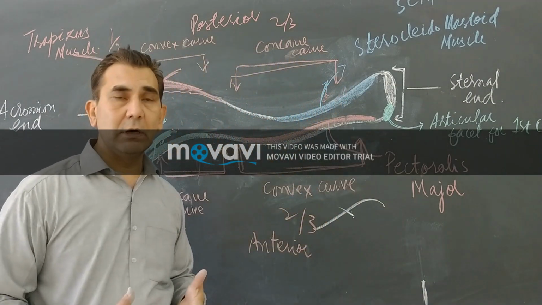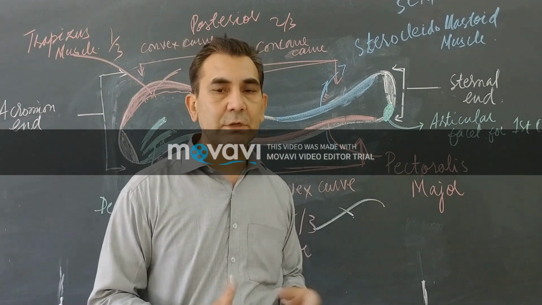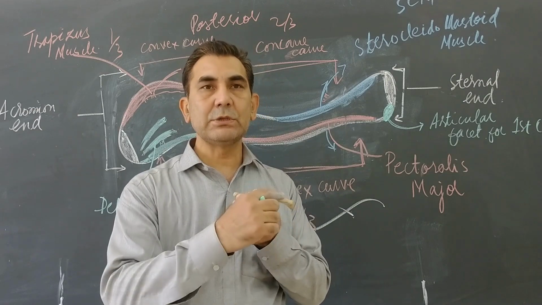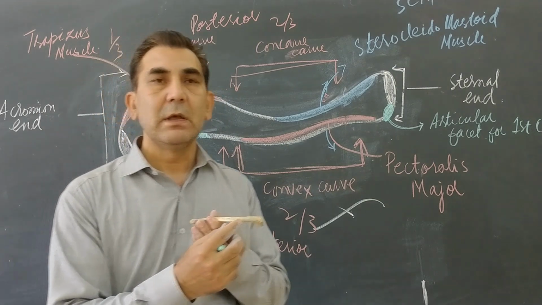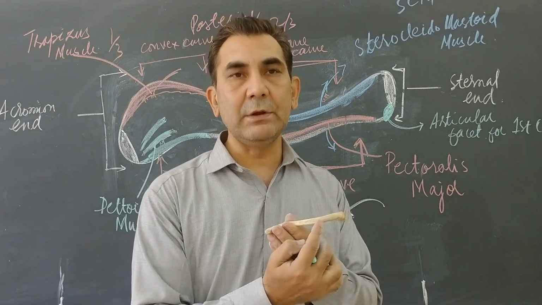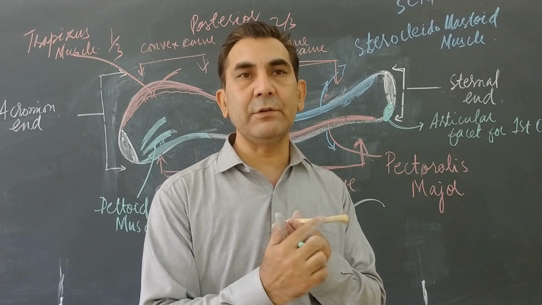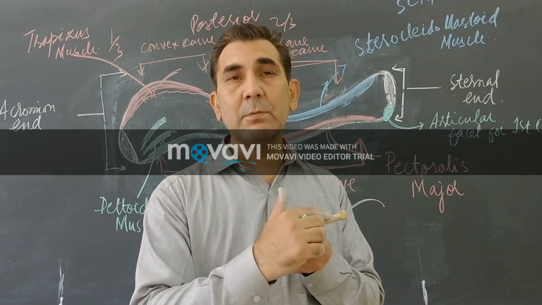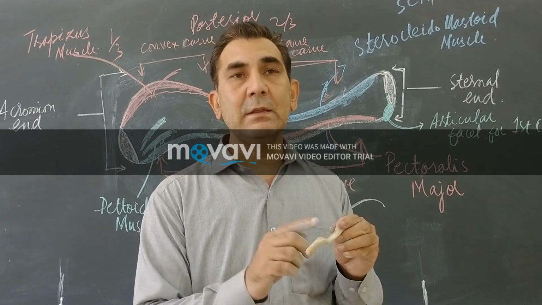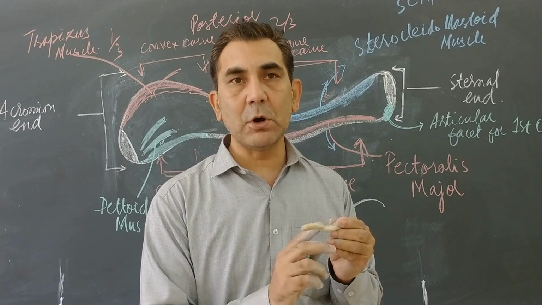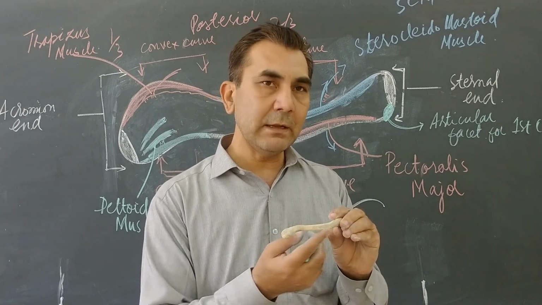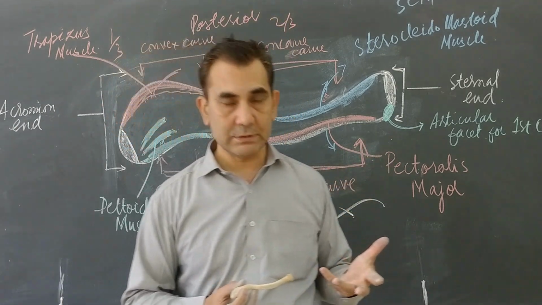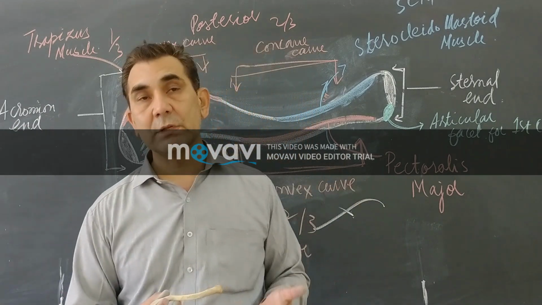It has three borders in the shaft: the anterior border, the superior border, and the posterior border. The surface between the anterior border and superior border is called the anterior surface. The surface between the superior border and the posterior border is called the superior surface, and the surface between the posterior border and the anterior border is called the inferior surface. So it has three surfaces and three borders, but in some books four surfaces are written.